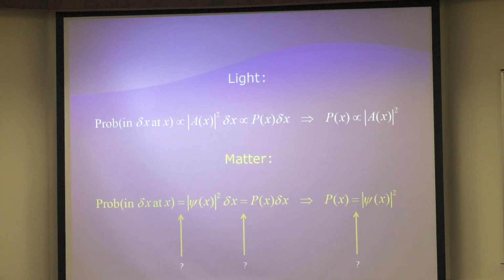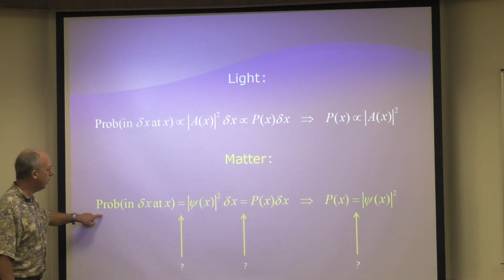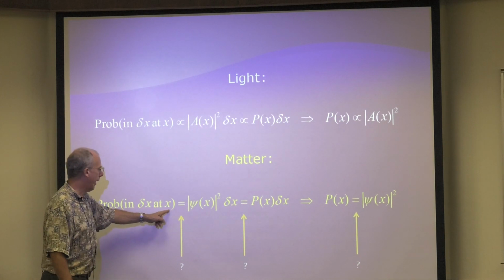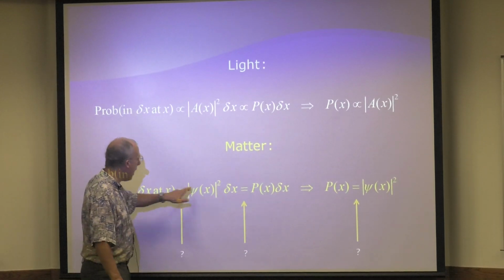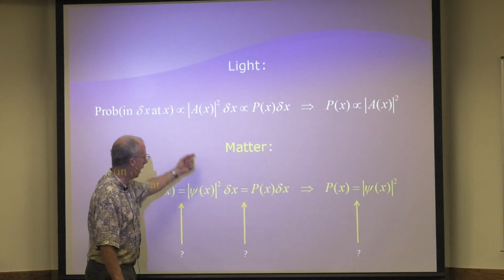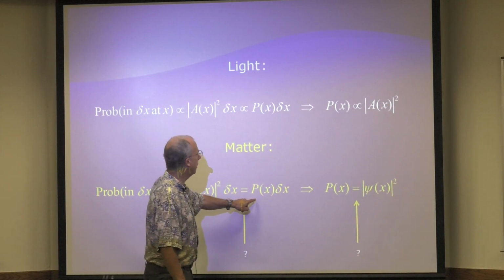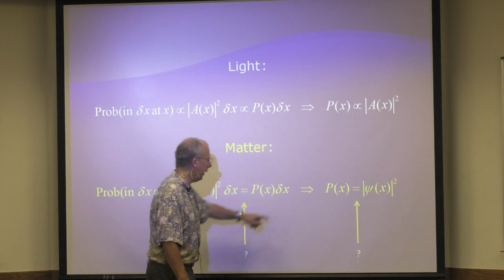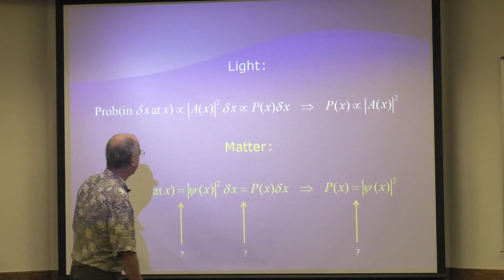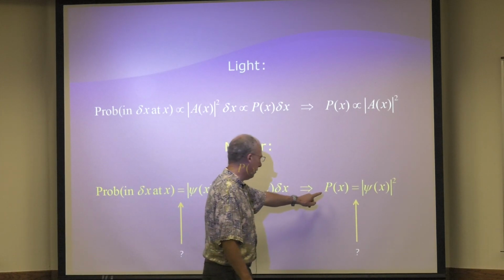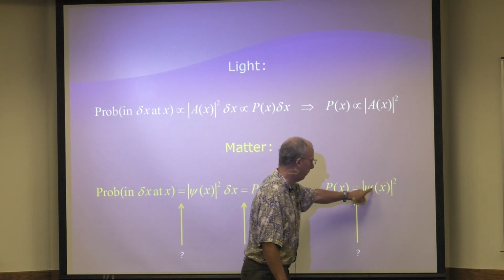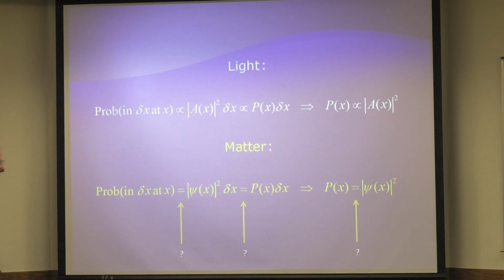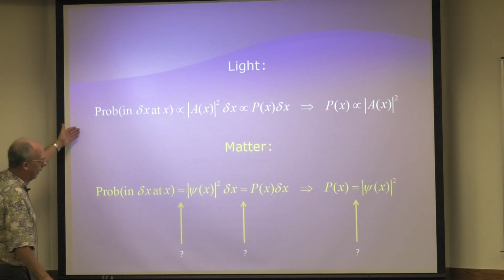So we've got to come up with something for matter, for electrons or whatever. We're just going to follow it. Why not? So we're going to say that the probability an electron lands at some point x within a width delta x is equal to the wave function squared times that width. That's equal to the probability density times the width, right? And that says that the probability density is equal to the wave function squared. So all we're doing is copying what we did for light.